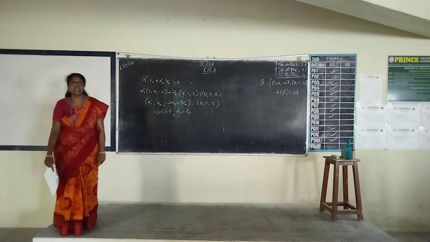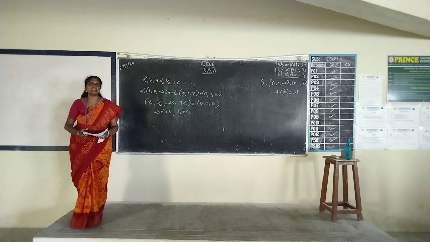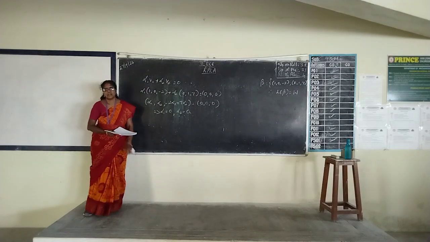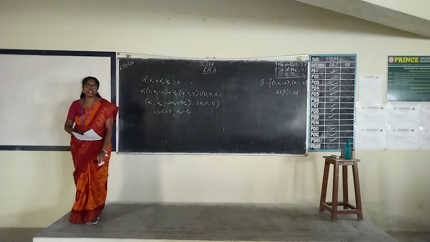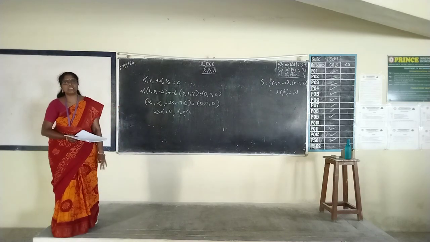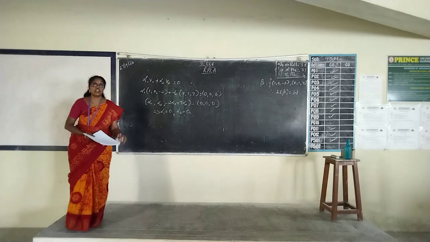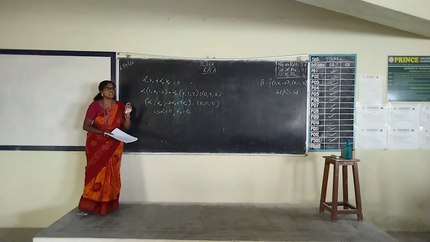Beta is linearly independent and forms a basis of W. What is the main objective to find? Dimension. So what is the dimension of W?